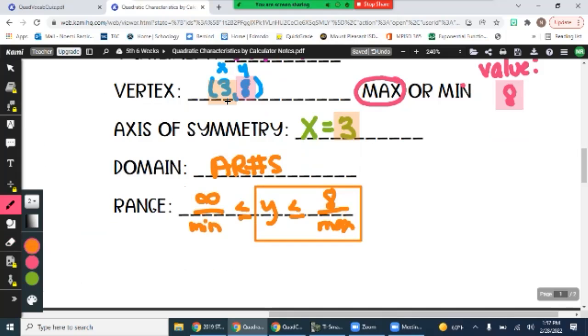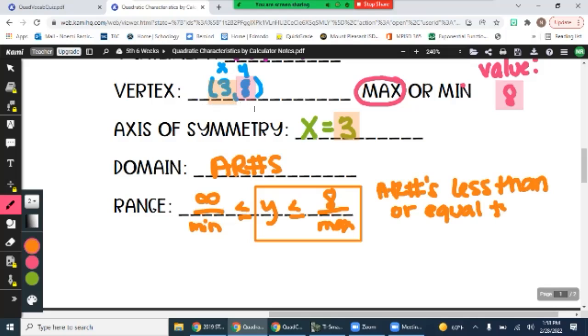All right, somebody else, can you read that in sentence form? Less than or equal to 8. All real numbers right here, less than or equal to 8. Everybody good? Okay, let me know when you're ready.